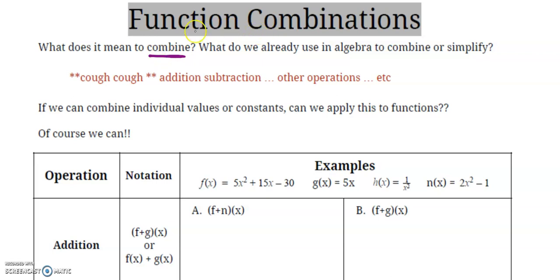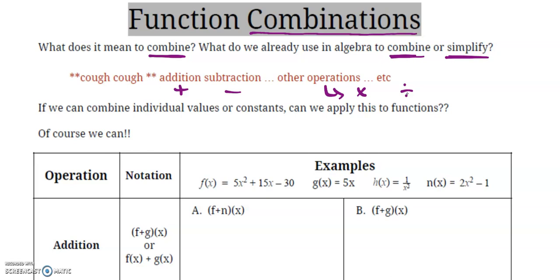All right, so first off, what does it mean to combine? Why are these called function combinations? What do we already know or use in algebra to combine or simplify? Well, we use addition and subtraction. Think about what some other main operations are. I'm giving you a second to think about that, but hopefully you came up with multiplying and dividing. So those are operations you've used before, and you use them to add like numbers together.